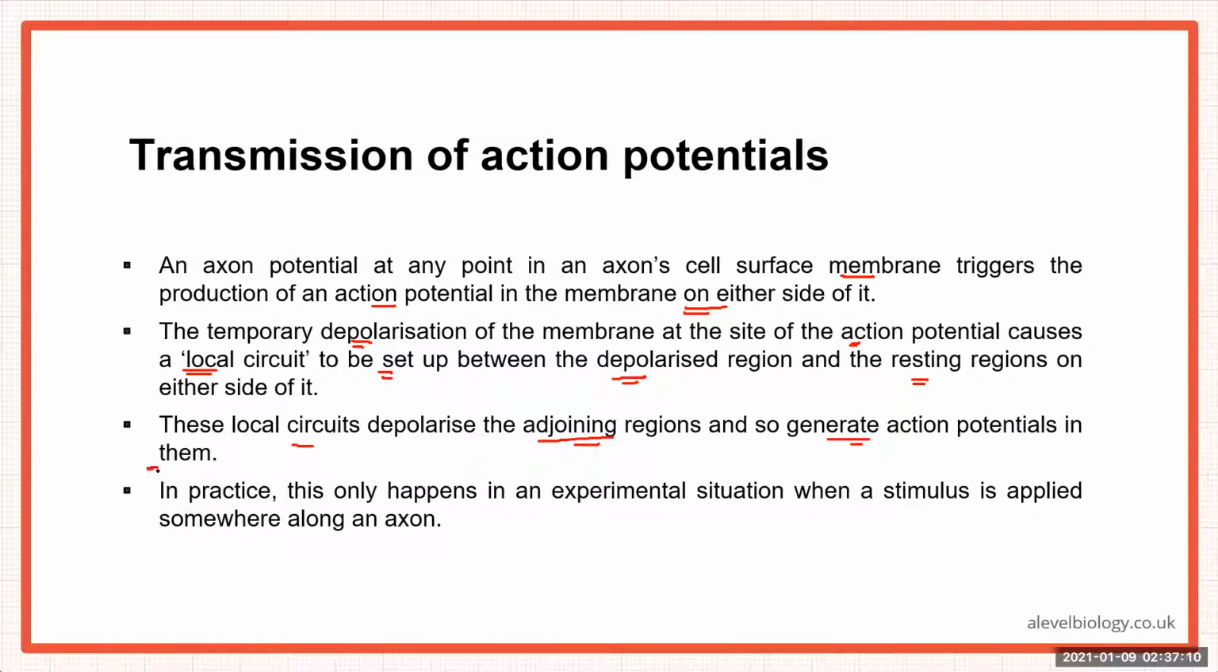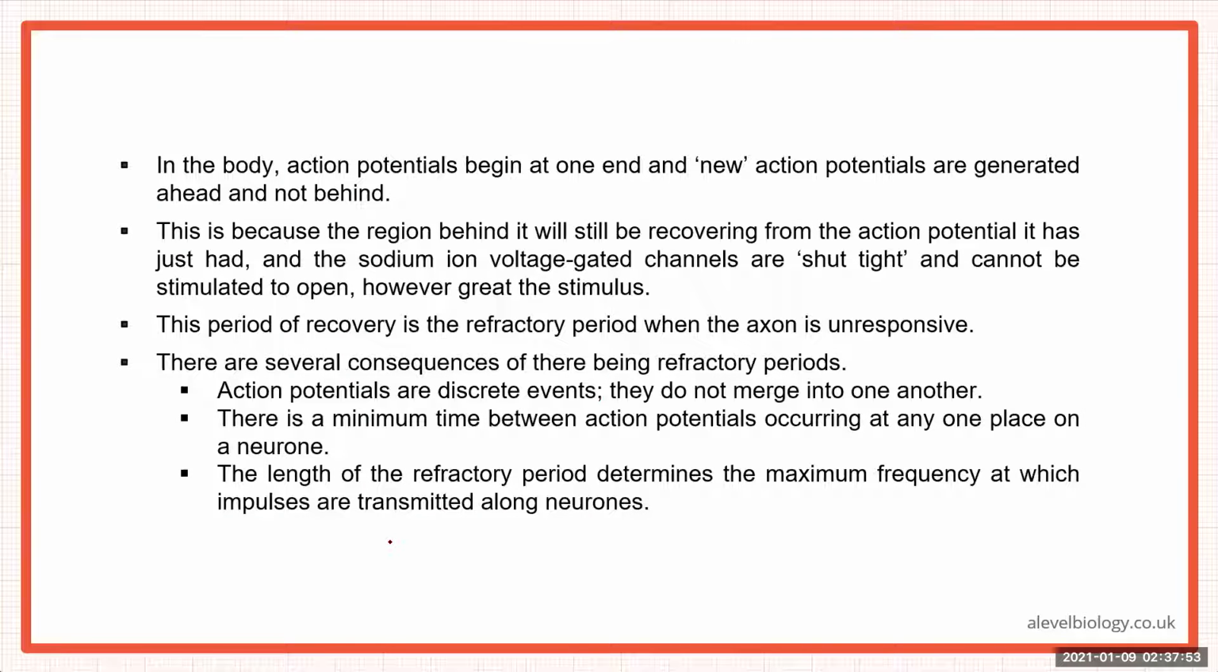Usually in an experimental situation, a stimulus is applied somewhere along an axon. In practice, if you want to look at how this action potential generates, this can be done in an experimental situation. But when it comes to the human body, these action potentials begin at one end, and then new action potentials are generated ahead. They are never generated behind it. This is what actually happens in a human body, or generally in any living body, right?